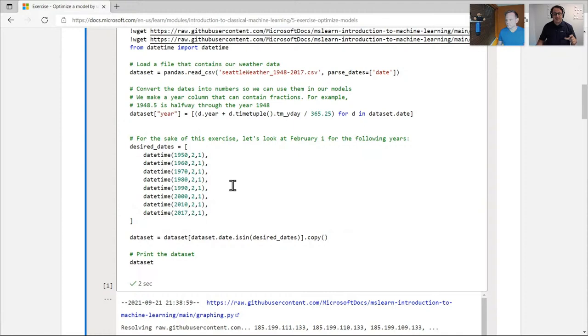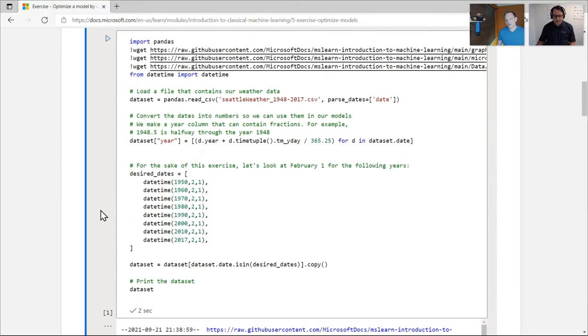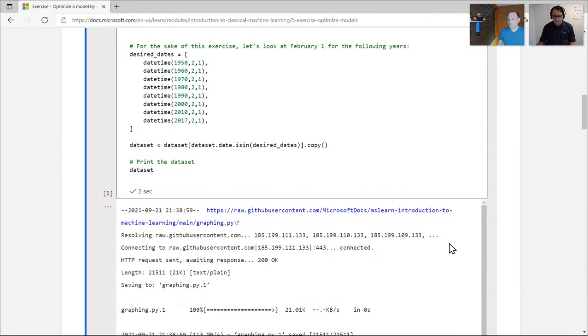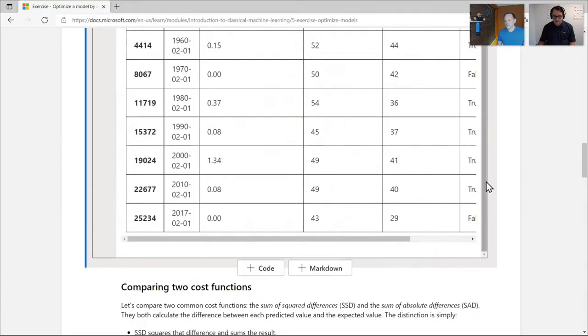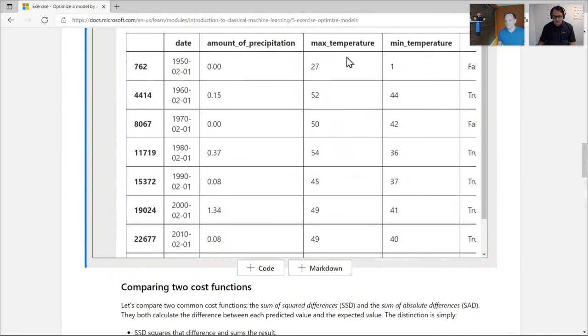Now, also in this exercise, we're capturing some desired dates. We're going to look at the dates in 10-year increments, 1950 all the way through to 2010, and then also 2017, probably to represent something closer to 2020. Then we'll copy that data, and we'll also print that data set out. If I scroll through that towards the end, we can see we have the data just for those particular years.